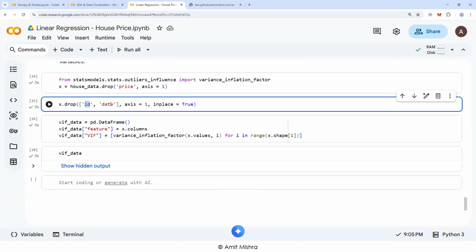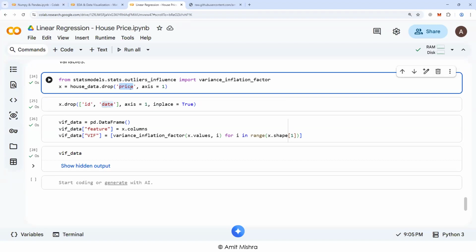The reason why I have dropped ID and date is pretty simple to understand: these are unwanted columns for predicting the price of the house. ID is just a purchase ID kind of thing, and date is also useless here because we are not solving a time series problem. Only in time series is date considered a good feature; otherwise, it's not required. You might be wondering why price is eliminated. See, we are targeting only the features part, we are not looking at other things.